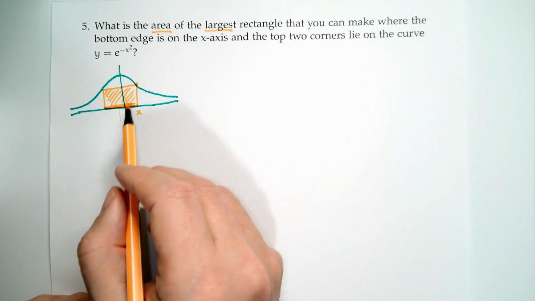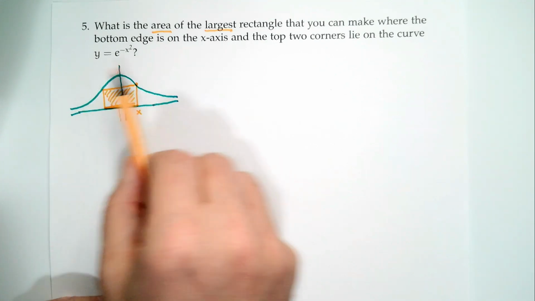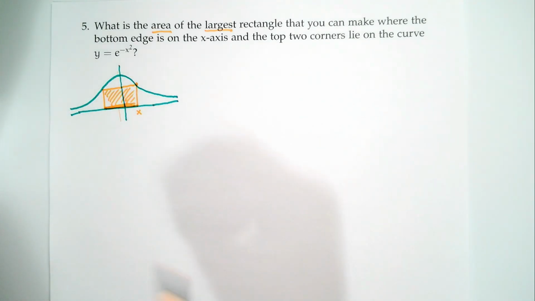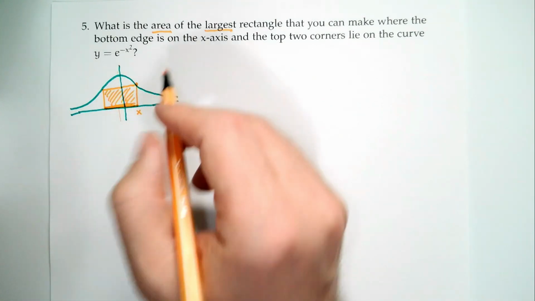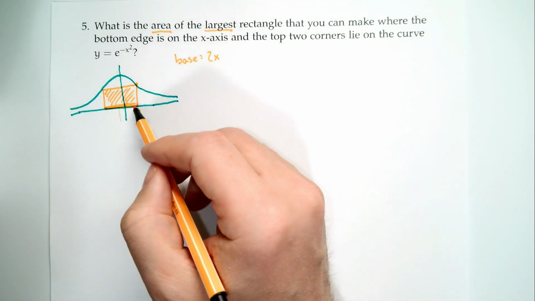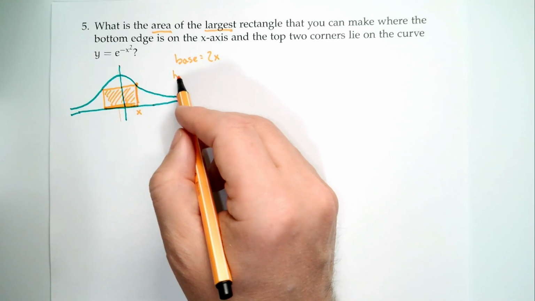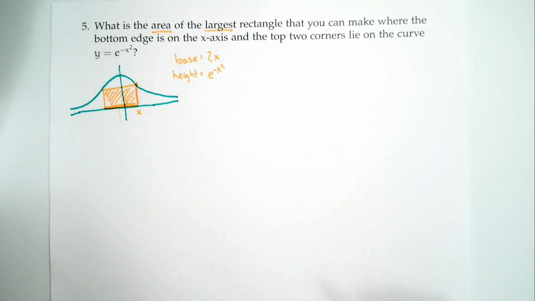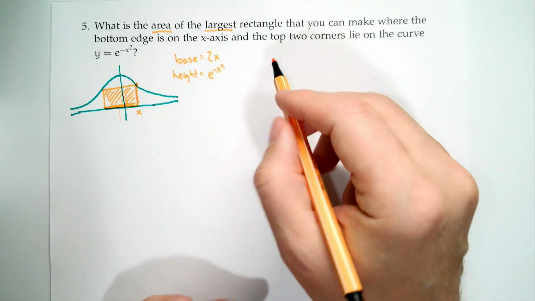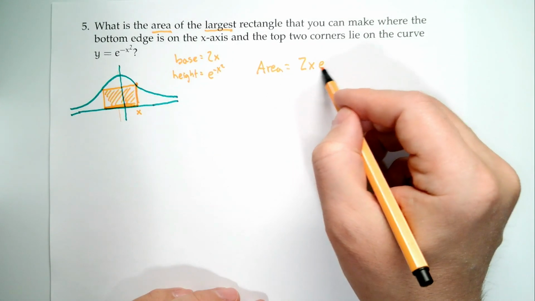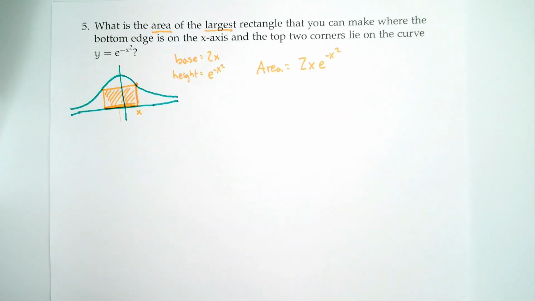So there's symmetry. E to the negative x squared is a function which has symmetry. It's an even function. So if this is x, the base would be 2x. What's the height? Well, the height is going to be up to the function, e to the minus x squared. So now I know the base, I know the height, so the area is base times height. All right, cool.